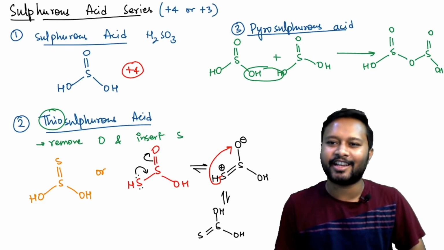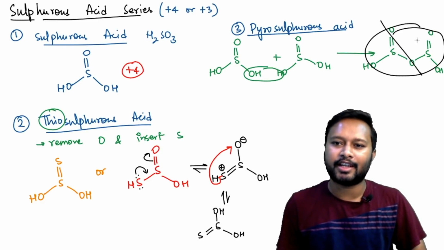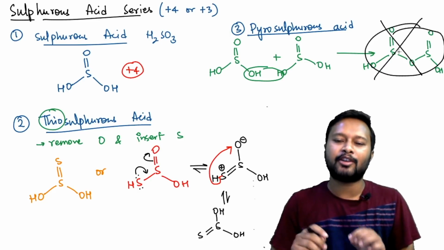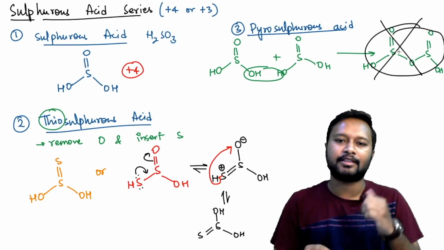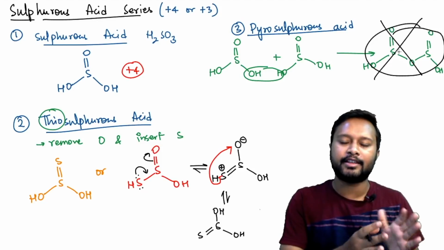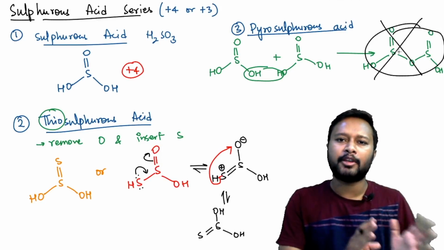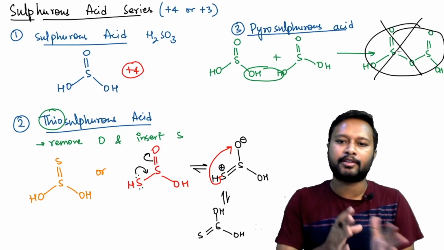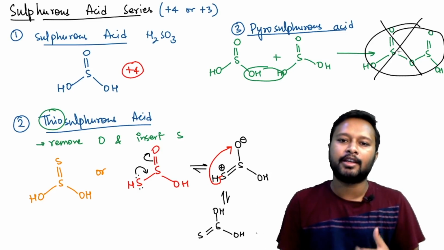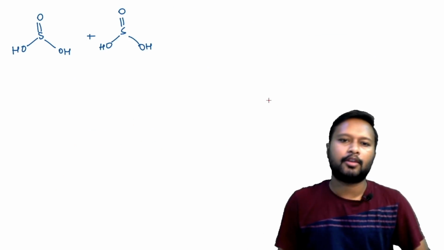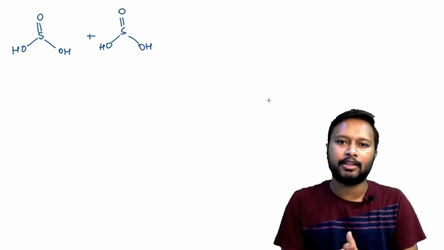It seems pretty simple, right? But this is not correct, okay? You cannot do it like this. Pyrosulfurous acid will not be made like this. Just like for phosphoric acid, it was simple to make pyrophosphoric acid just by removing the water molecule, but here that simplicity is not allowed. So now I am going to show you how that pyrosulfurous acid actually gets formed.